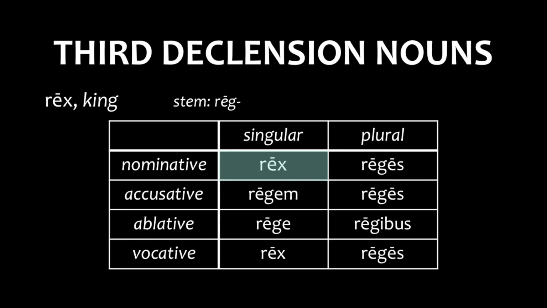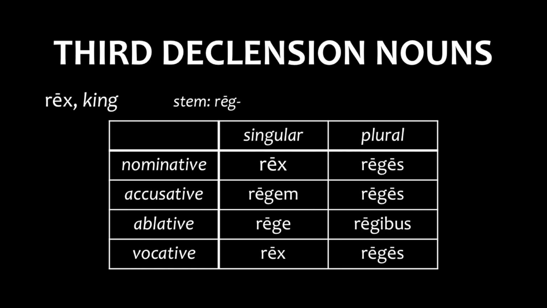Nominative singular is going to be rex. Accusative singular is going to be regem, and that is where we get our stem, R-E-G, which is used in all of the other forms except for the nominative and vocative singular. Ablative singular rege, vocative singular rex, nominative plural reges, accusative plural reges again, ablative plural regibus, and finally vocative plural reges. All right, so that's third declension nouns.